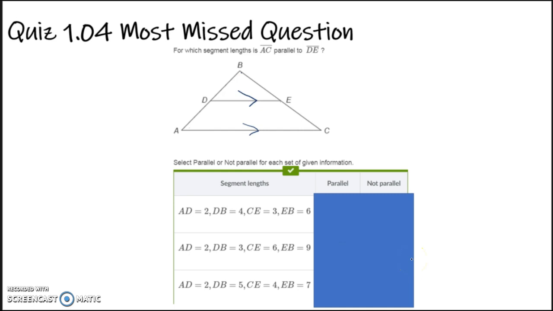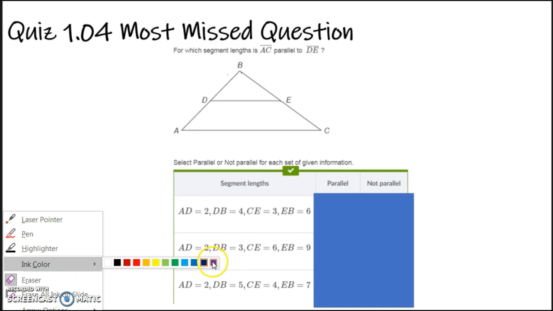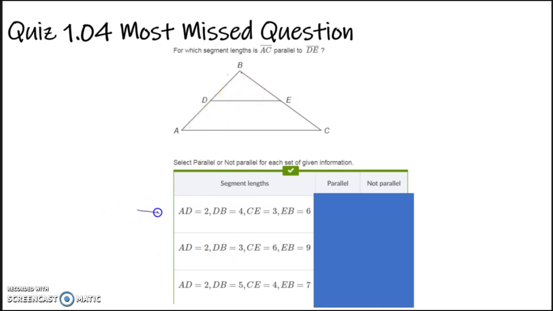Now, in this case, they're not telling us that these are parallel lines, and we have to decide based on the situation. So basically, you want to see, is it true that top to bottom equals top to bottom? If so, then the lines would be parallel, and if not, then they would not. So let me erase these so we don't get confused. For example, the first one, it says if AD is 2 and DB is 4, if CE is 3 and EB is 6, would those lines be parallel? So let's set up our proportions.